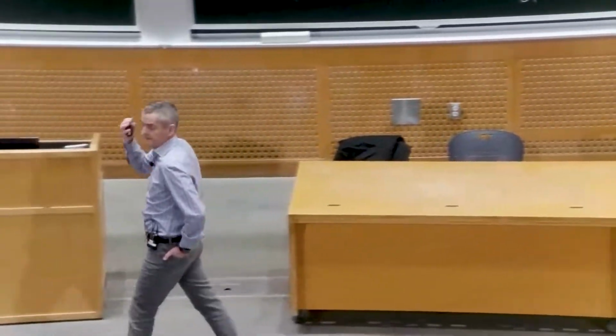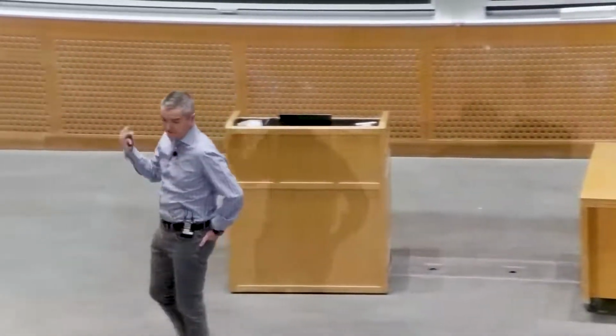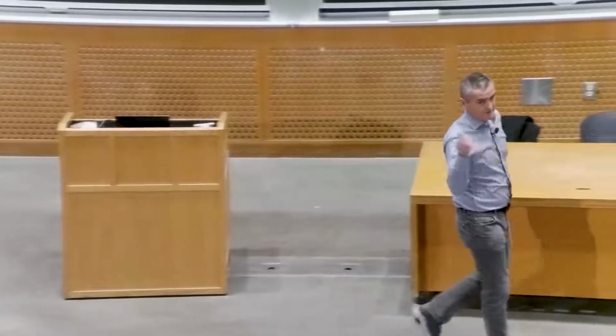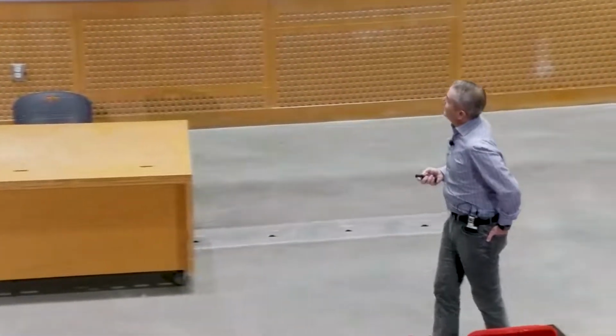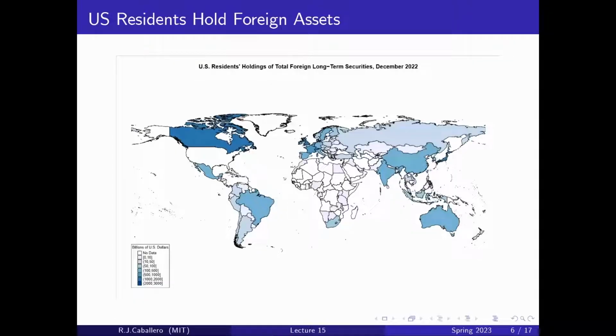But it is certainly in the $20 trillion or something like that of US assets held by foreigners. You can check it and tell me. Probably more. Here's the other way around: US residents' holdings of foreign assets, okay?